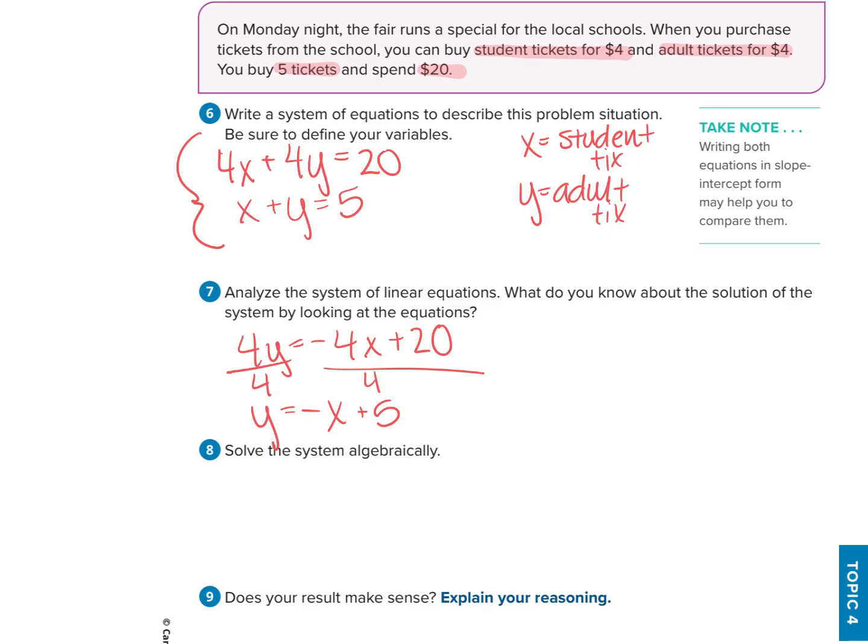And then your second one is much simpler. You would have y equals negative x plus 5. Okay, if we look at this, you have the exact same equation, which means there's going to be an infinite number of solutions. So I'm going to put a little asterisk here. We're going to say infinite number of solutions.